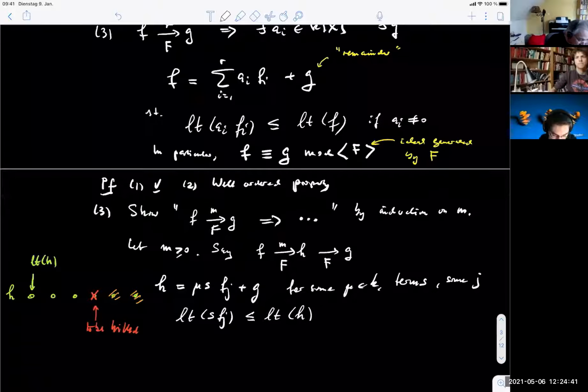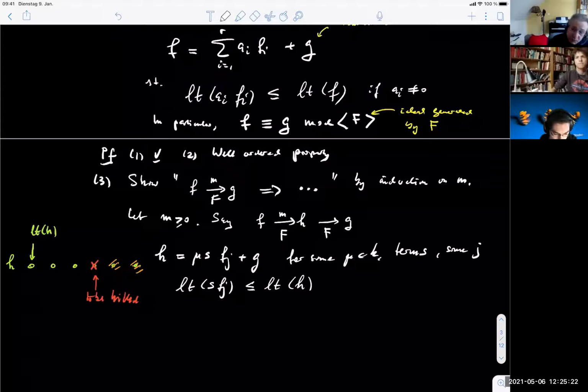But you see, in this situation, the leading term of S Fj actually is the red thing. The leading term of S Fj, the red thing, is clearly smaller than the leading term of H. But in this picture, you understand a little more. This part is unchanged, and here things are changed, and this is killed. Of course, it may be that this red thing happens already here. Then you kill the leading term of H. This can also be. Okay, I hope I explained this. I best understand it in terms of pictures. So this was the one-step reduction.